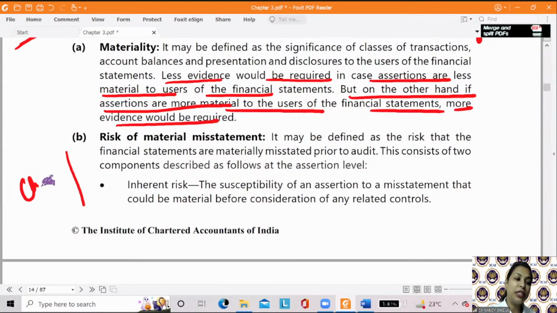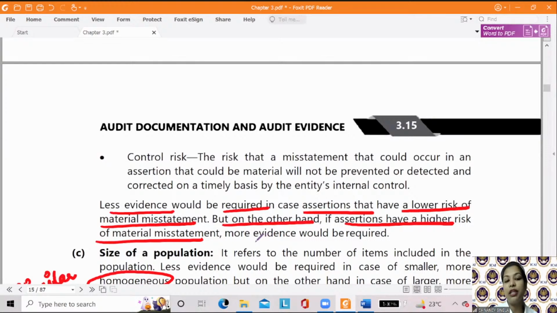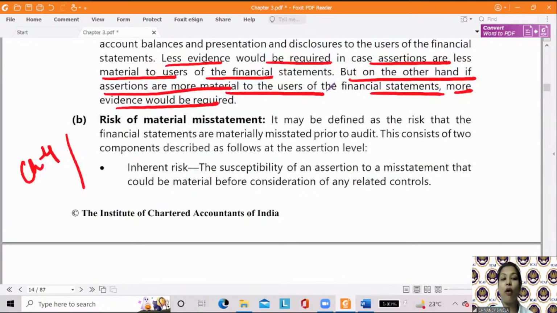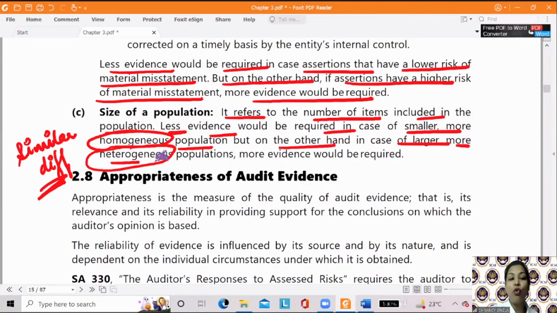Now what is risk of material misstatement? We will discuss this in detail in Chapter 4. So less evidence would be required in case of assertions that have lower risk of material misstatement, but on the other hand, if assertions have a higher risk of material misstatement, more evidence would be required. I have told you what risk of material misstatement is, but what its components are, I have not told you, which you will do in Chapter 4. Size of population: it refers to the number of items included in the population. Less evidence would be required in case of smaller and more homogeneous population, but in case of larger and more heterogeneous population, more audit evidence would be required.